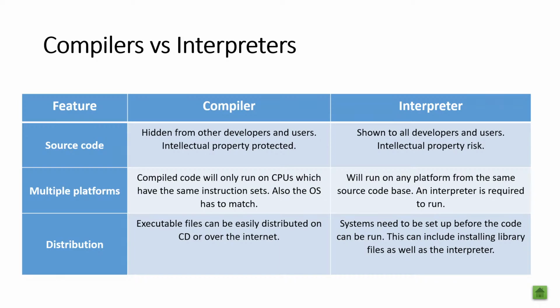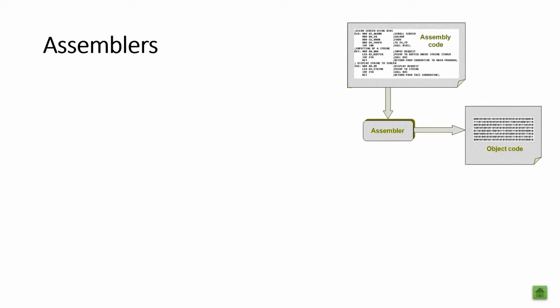Interpreters, they're shown to all the developers, and the intellectual property is at risk. It will run on any platform, provided the interpreter is installed, and systems need to be set up before the code can be run in order to distribute this. So you can distribute it easily, you just need to make sure that it is installed everywhere.